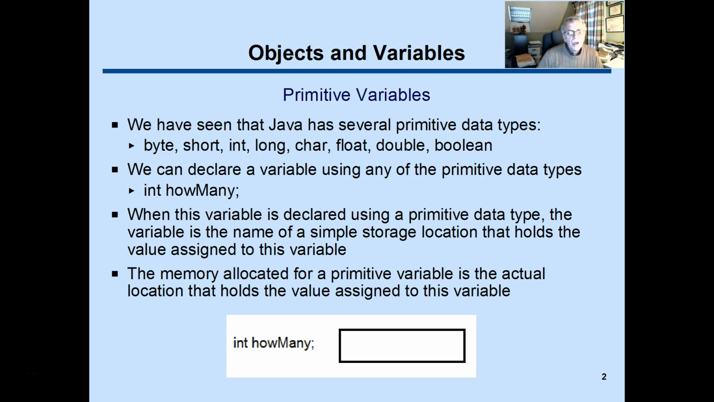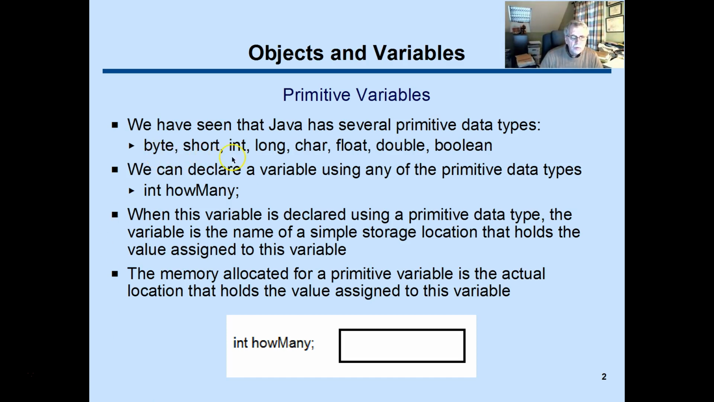Now, we start off by taking a quick look at something we're familiar with, having been introduced to Java as a programming language, but not so much from an object-oriented perspective. Java, like many programming languages, has built-in or primitive data types. And these data types are listed here.